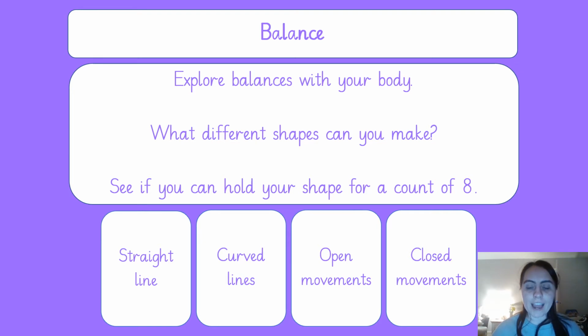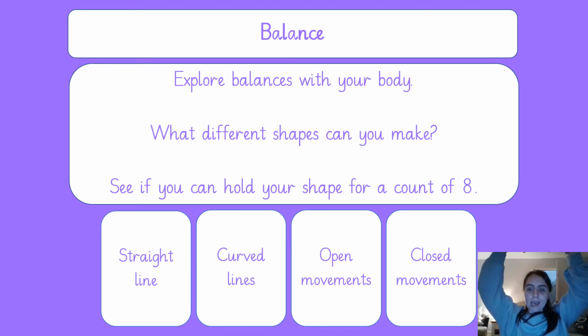So you've got your straight line where your arms may be in a straight line. You've got your curved lines where you might stand like a ballerina, for example. You see how my arms are curved? Straight is where my arms are straight. You might have open movements where your arms are open or your body is open and ready. Or you might have closed movements where you pop your head down and all of your arms and you go within yourself. You could even, for a closed movement, be on the floor in a ball, for example. Okay, so I would like you now to practice making different shapes with your body and holding them for a count of 8.